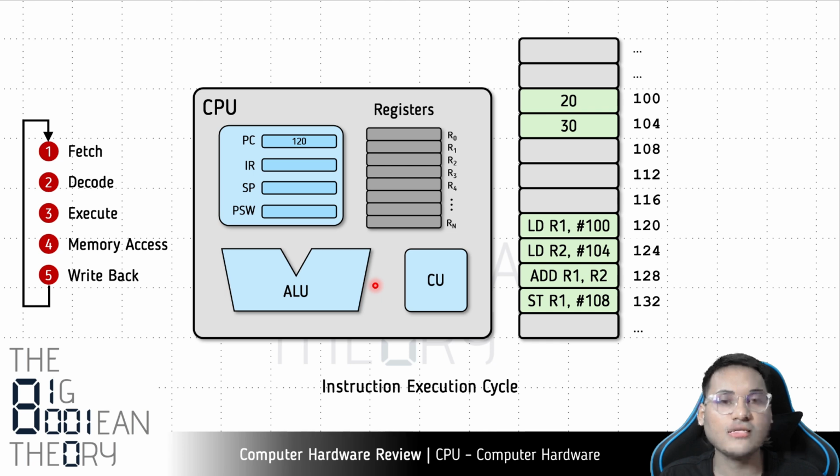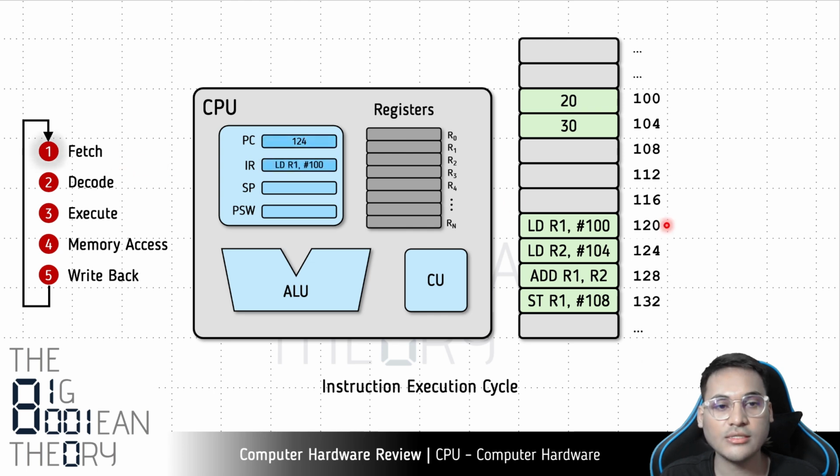So let us start the execution of the first instruction. As you can see, the program counter is currently storing the value 120, which means our first instruction is the load instruction. The execution of any instruction will follow this execution cycle. The first step in this cycle is the fetch. When we do the fetch, the instruction pointed to by the program counter will be loaded into the instruction register. So let us do the fetch.